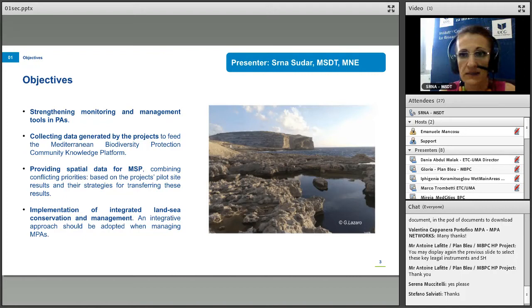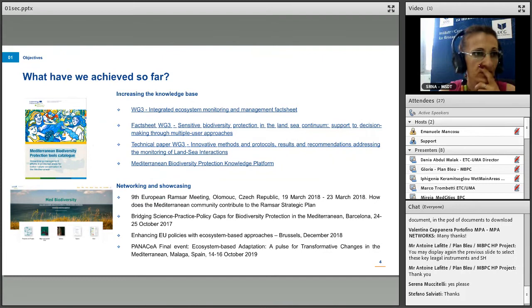So this is the main focus or framework of the work of working group three within our Mediterranean Biodiversity Protection Community Network. In this slide, we have selected some main achievements which we would build on in the initial activity, and then capitalize on the new activities and new results of the projects that are continuing, or new ones that are part of our community.